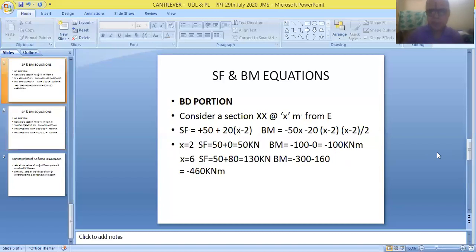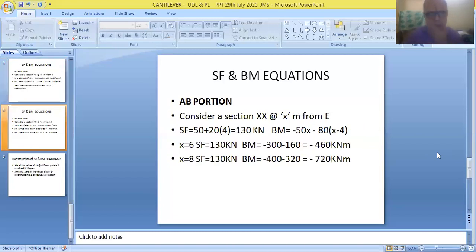So this is the way of dividing. Friends, we have to divide the beam into different portions. We have to start from the last portion at the free end and proceed in reverse direction, reaching the first portion at the fixed end of the beam. Therefore, we have made calculations for DE portion, followed by BD portion, and followed by AB portion.